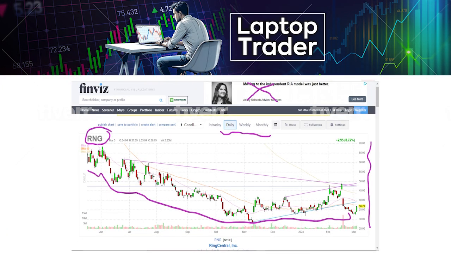FinViz is another service. Again, it shows a chart, a symbol for the company. If you were to scroll down that page, you'd see some basic financial information on the company. But again, it's just a price chart. A little bit different layout, and again, that's another fine service.